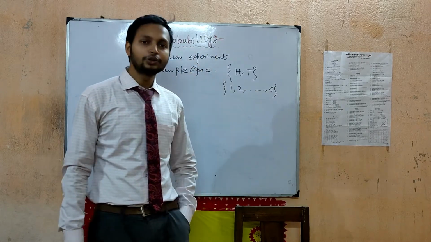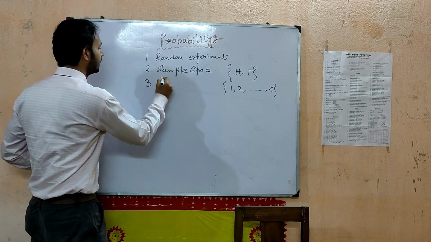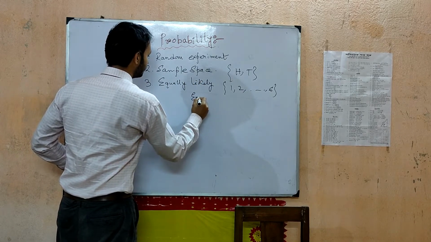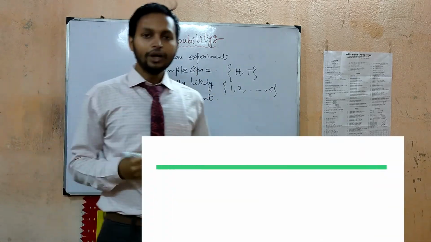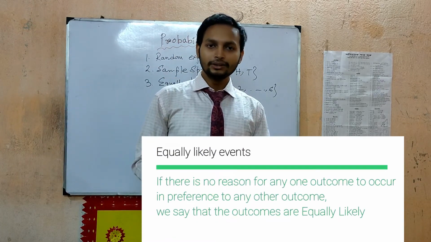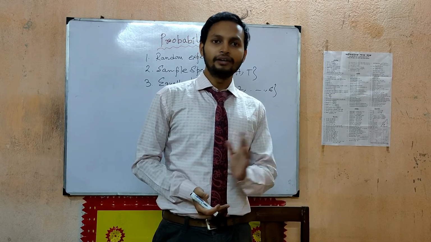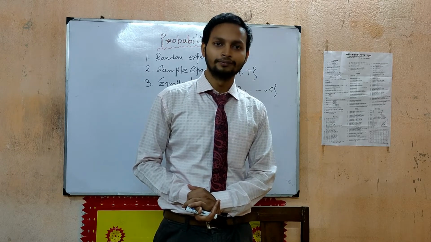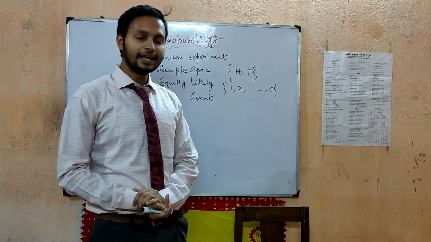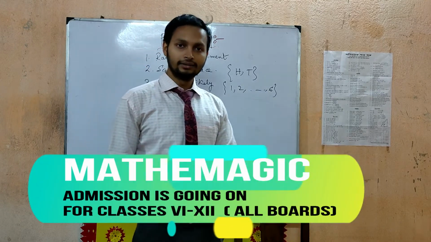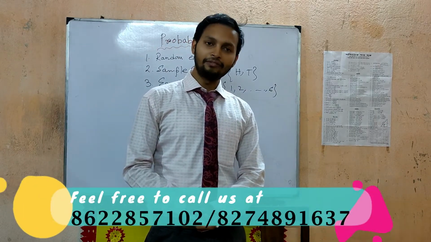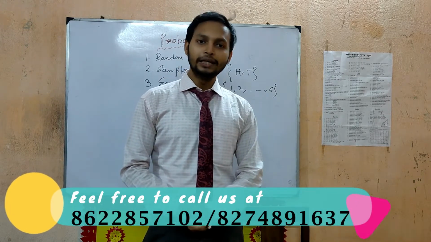Next, I will be talking about the term equally likely event. From the name it is quite obvious that equally likely means that if I am considering two events, then both events should have an equal chance to occur. Like when I am tossing one coin, the event head has the same probability as the event tail. Clear? When the events have an equal chance to occur, the events are called equally likely.